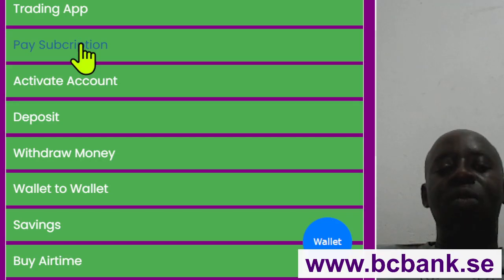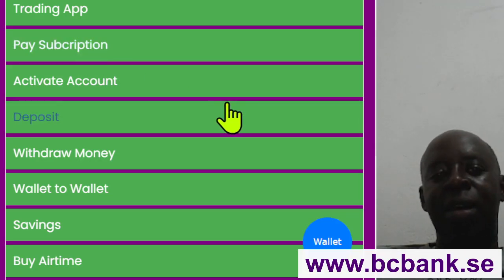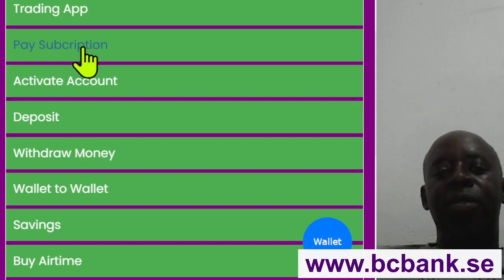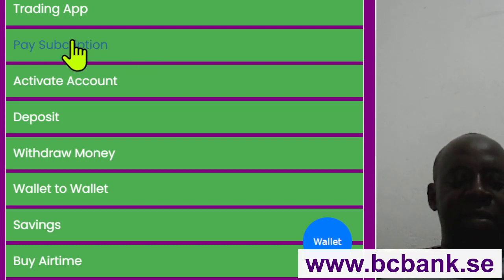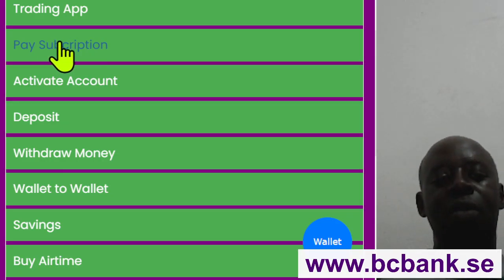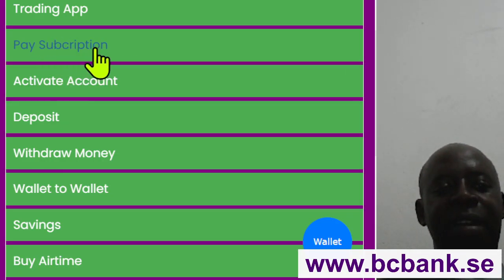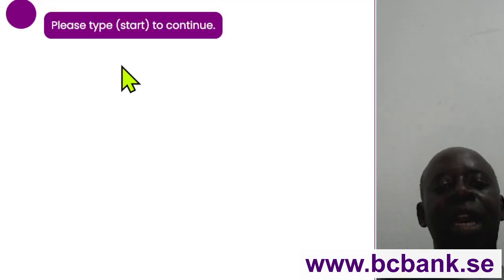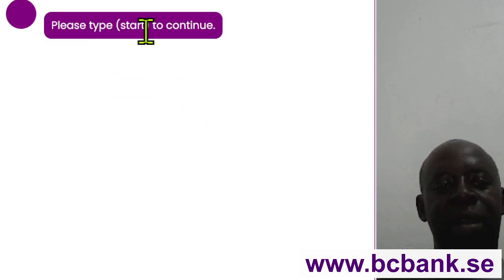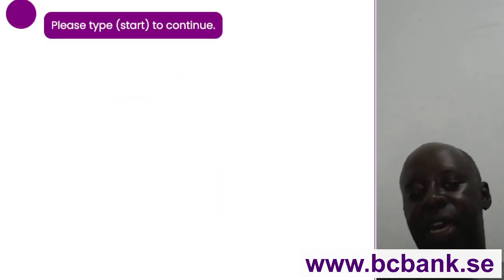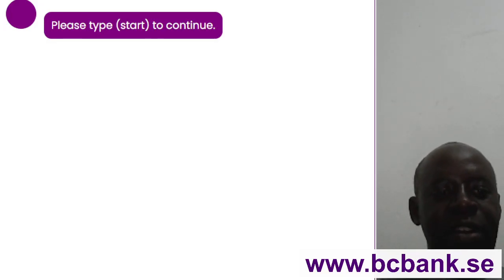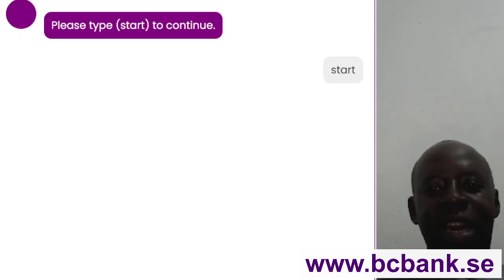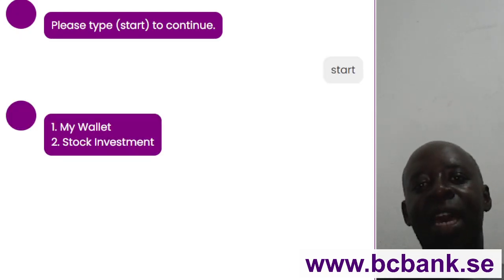But if you come from Uganda and Kenya, this is what you're going to do. You're going to click here on pay subscription. Let me first reverse for people here also to see. You are going to click on this button which says pay subscription. It is the third button on the menu. When you click on pay subscription, the cash chat wallet page is going to open. You go here at the bottom, and you type the word start and then you click send.